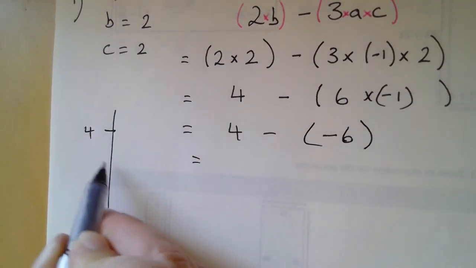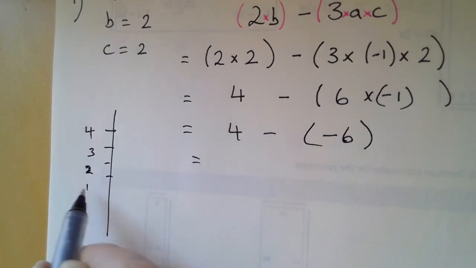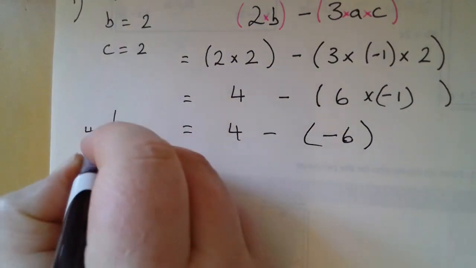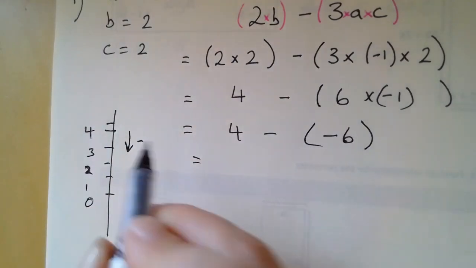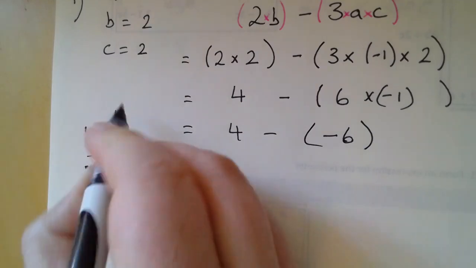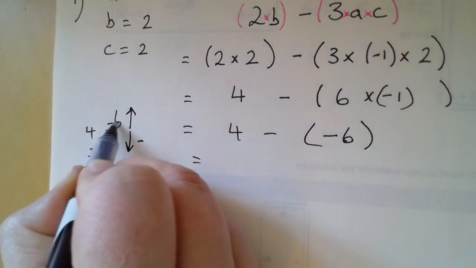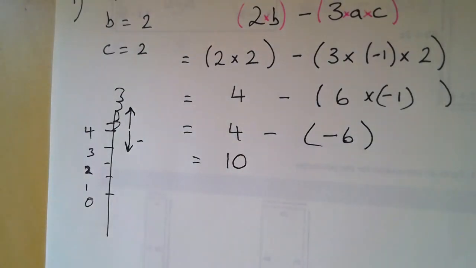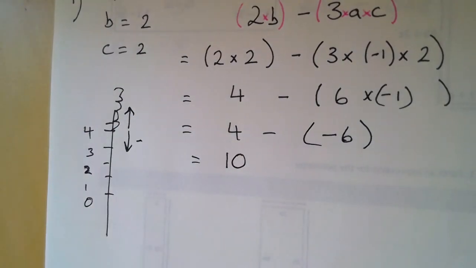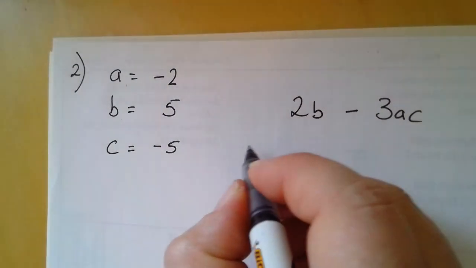So rather than going down the number line, this would be down here to 0, we actually, instead of subtracting would be to go down, but we're not subtracting a positive number, we're subtracting a negative number, and therefore we count up 6. 1, 2, 3, 4, 5, 6, which takes us to 10. Same again.